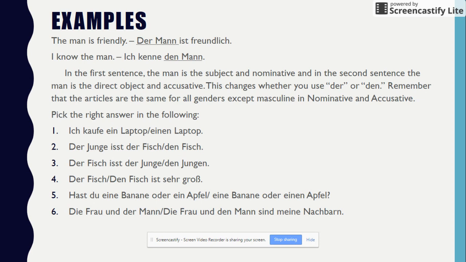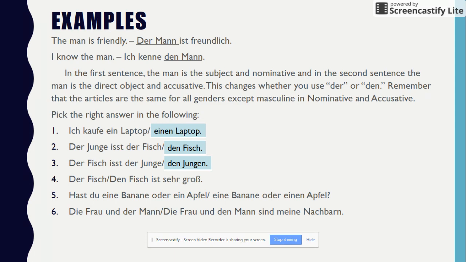I'm glad to see that you're back. So in the first example, Ich kaufe, what's being bought is going to be the direct object, so you should have einen Laptop. In the second example, what is being eaten is accusative, the direct object, so you should have den Fisch. In the third example, what is being eaten is accusative, direct object, so den Jungen. Yes, I know it's funny because the fish is eating the boy, but this is a good example of showing you that it matters whether you use der or den.